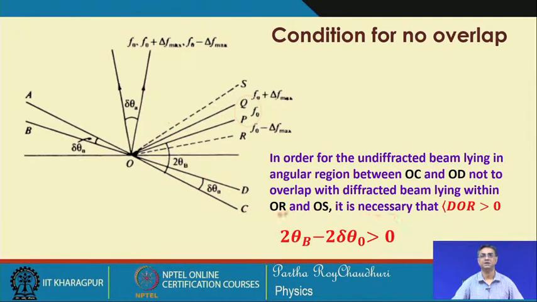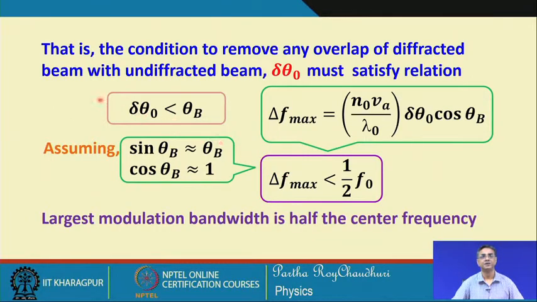So, that gives you this condition: 2 theta b minus 2 delta theta 0, because anyway this is already known, 2 delta theta 0. So, that is the condition for no overlap of the 0th order beam with the diffracted beam. Using that, and assuming that sin theta b is very small, approximately equal to theta b, cosine theta equal to 1, you get this delta f max, which is equal to half f 0. So, the largest modulation bandwidth is half the center frequency of the acoustic wave.